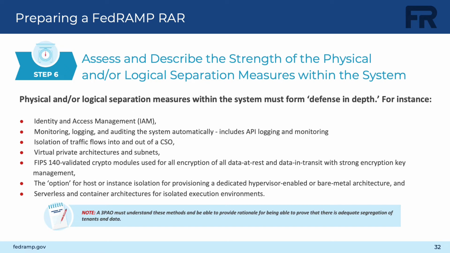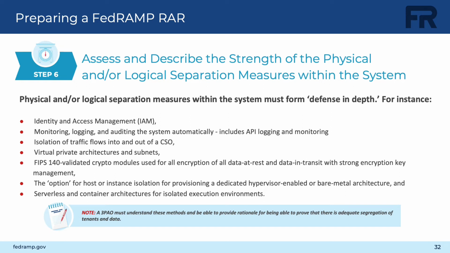For example, identity and access management ensures that only authenticated individuals with the right to know have access to specific resources. Monitoring, logging, and auditing the system automatically provides records of all required activities and all configuration changes, and includes API logging and monitoring. Isolation of traffic flows into and out of the CSO to prevent data leakage and access across tenants, and resource access isolation of all operations across tenants.